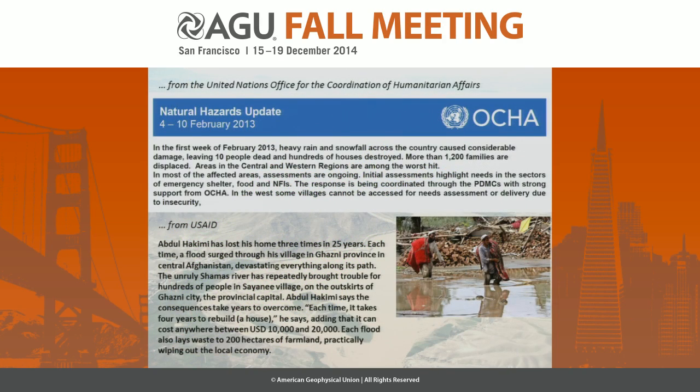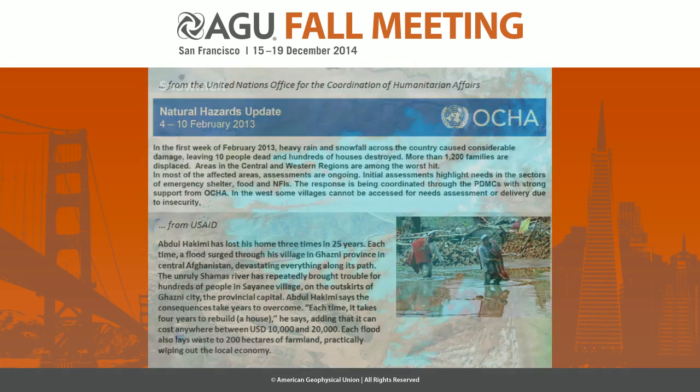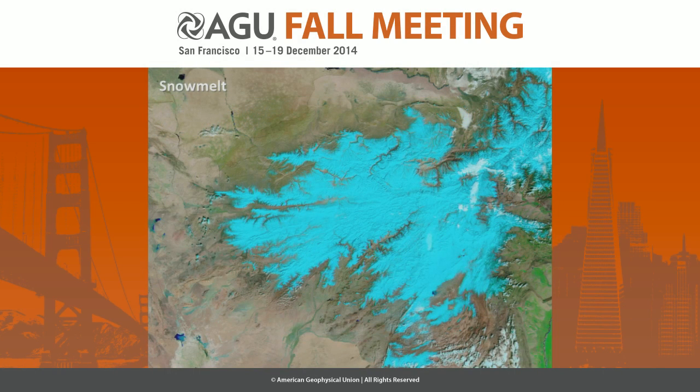More of this kind of thing here from the United Nations and then from USAID. 1,200 families displaced, loss of life. This person here has built his home repeatedly in the last 10 years. So a very harsh environment. We look at the snowfall, the snow melt.